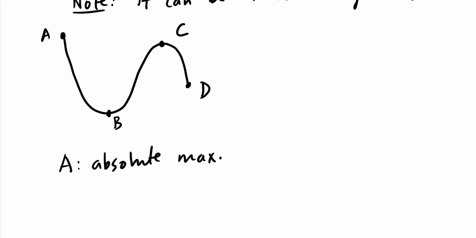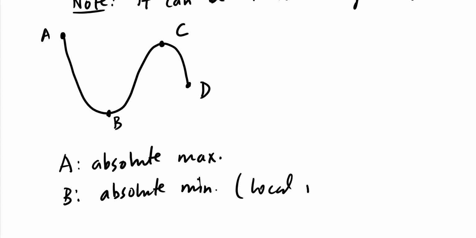Where is the point where it reaches the lowest over the entire domain? It's at point B. That's the absolute min. But students might say, wait, what about point B again? Can I just call that also local min? The answer is yes. Within that neighborhood of point B, that's also called local min. So you can have a point that can be called both at the same time, local min and absolute min.